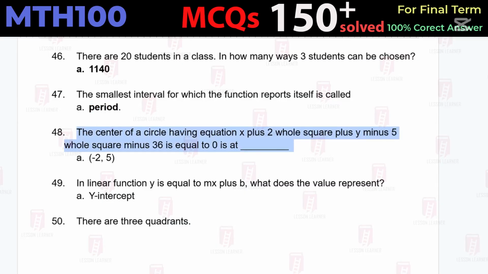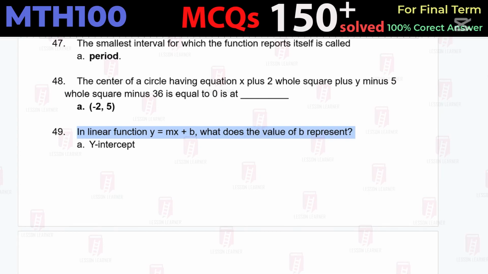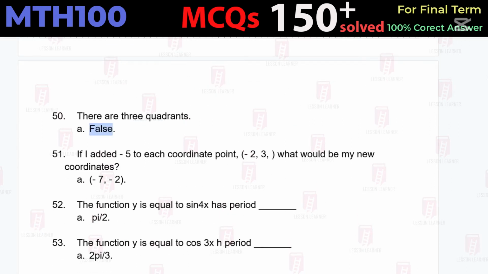The center of a circle having equation (x + 2)² + (y - 5)² - 36 = 0 is at point (-2, 5). In the linear function y = mx + b, what does the value of b represent? It represents the y-intercept. There are 3 quadrants. False. If I add -5 to each coordinate of the point (-2, 3), what would be my new coordinate? There would be (-7, -2).